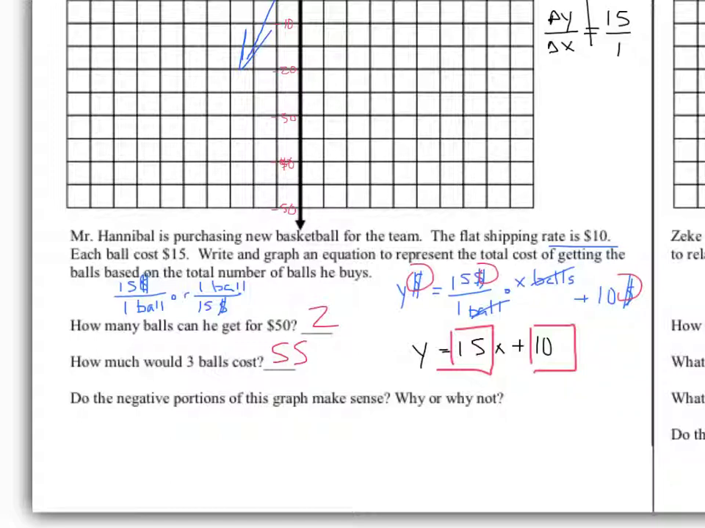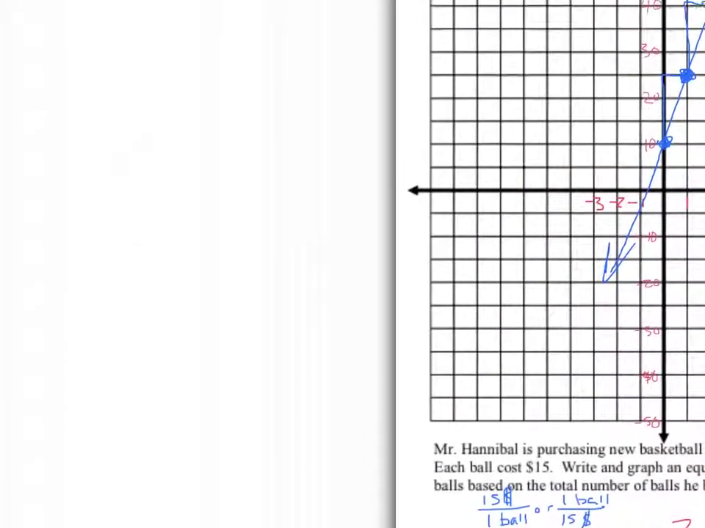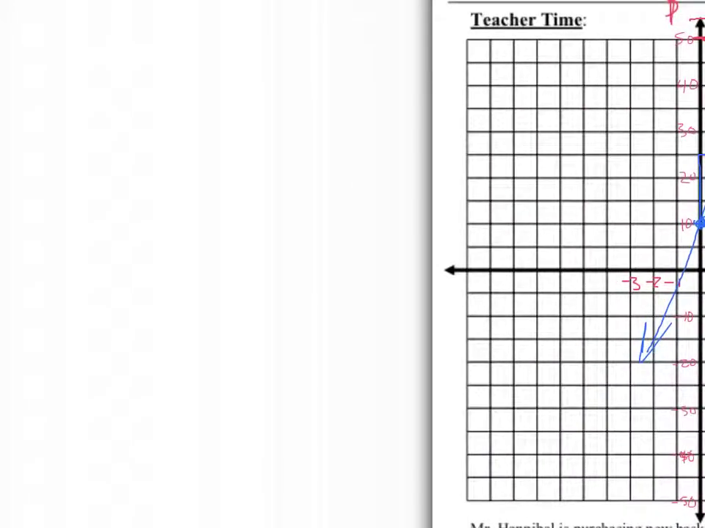So sometimes your x's will make sense and your y's will not make sense, or the other way around. So let's think about it. Let's think about just my negative x values. My x values stand for the number of balls he purchases. Does it make sense in the real world that he can purchase a negative number of balls? This is where you should be responding with a KIPP yes or a KIPP no. Does it make sense that he can purchase a negative number of balls? No, in the real world this actually doesn't make any sense.